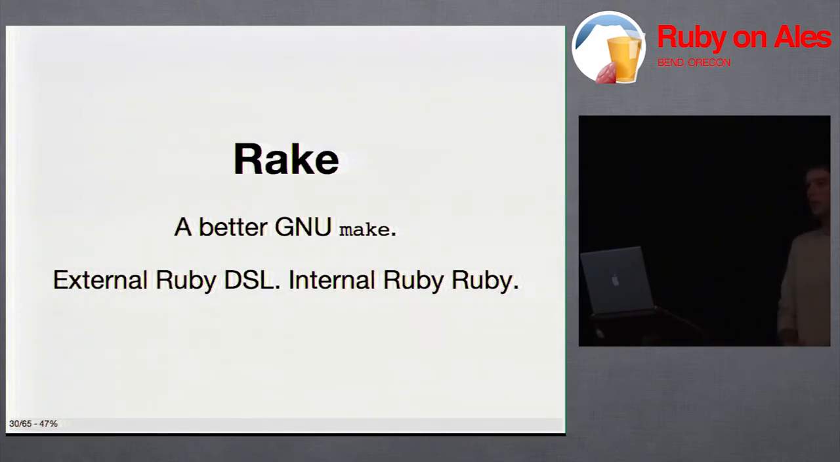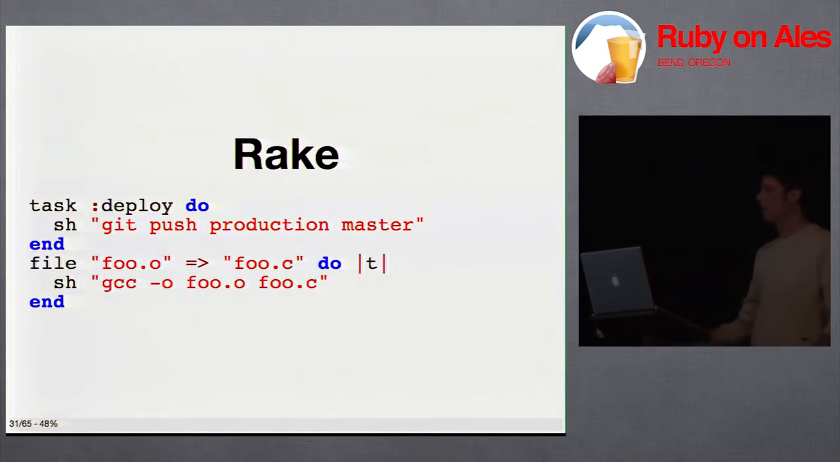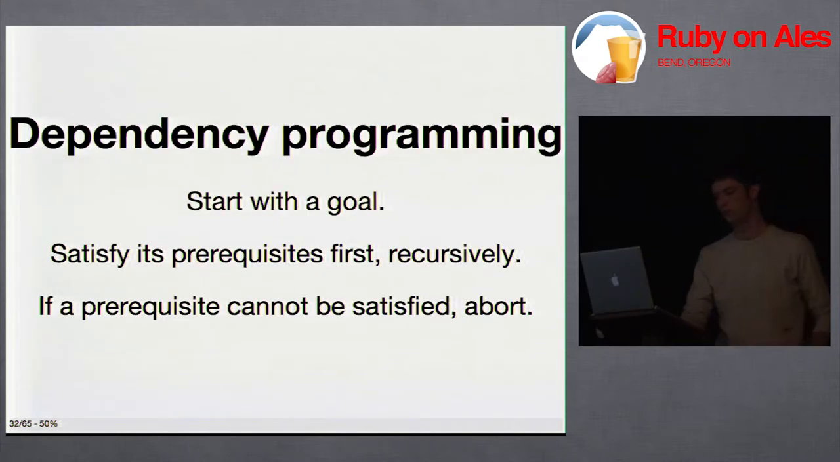And it came at the time when Ruby was finally the language of choice that was able to implement a GNU Make style interface that looks something like this, where you have named tasks that may have dependencies. And Rake's job is to resolve these dependencies and work through them in order.